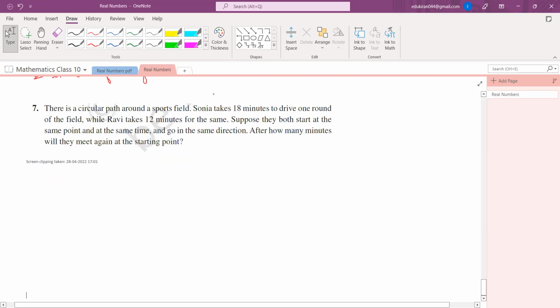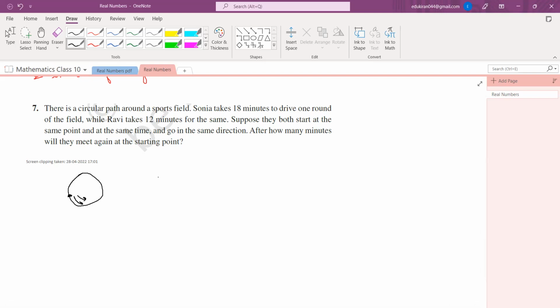So there's a circular path around a sports field. Sonia takes 18 minutes to drive one round of the field while Ravi takes 12 minutes. So there's a circular field, let's say, just to understand. And suppose they both start at the same point, like this is the point they have started, and go in the same direction. After how many minutes will they meet again at the starting point? Now, first of all, try to understand what exactly we have to do in this question. The solution is just 1 minute, but you should understand what it is asking here.